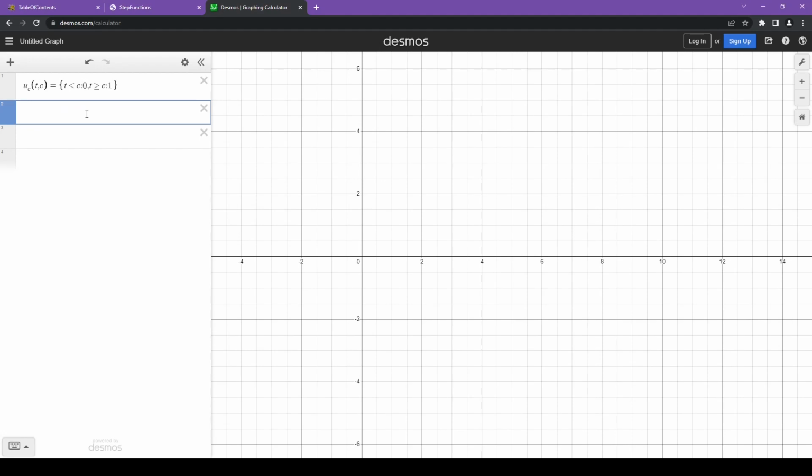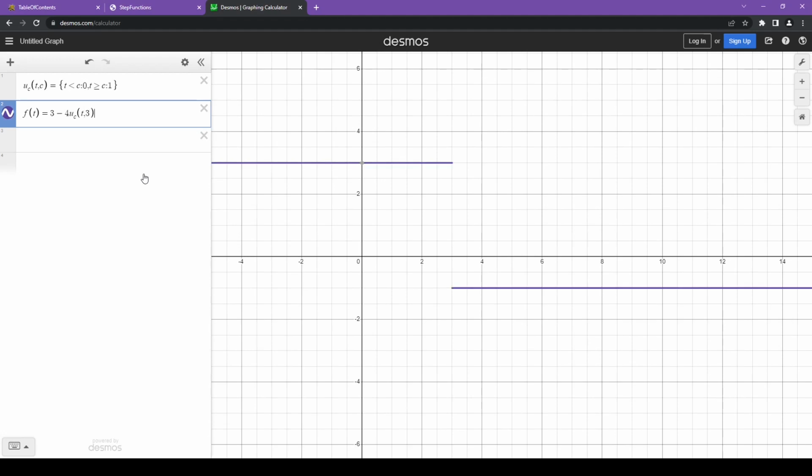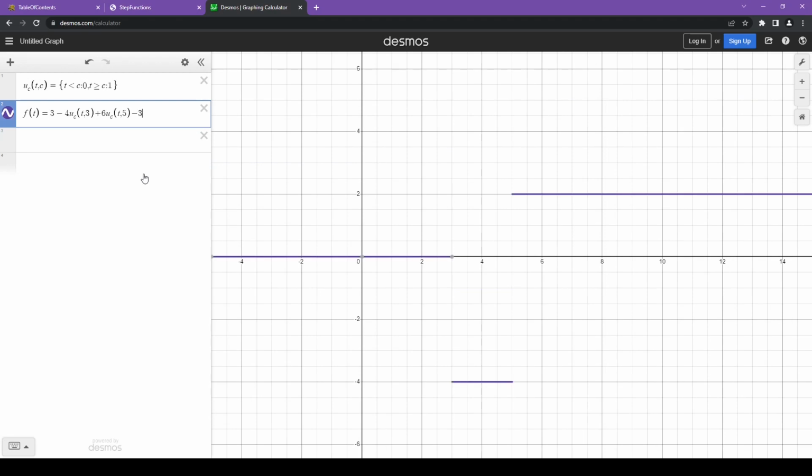All right. So now what I should be able to do is do 3 minus 4 u sub c of t. I want this to be f of t is equal to 3, and we pick a value for t, which is 3, and then we add to that 6 u sub c t, and then this turns on at 5, and then minus 3 u sub c t, and this turns on at 9.